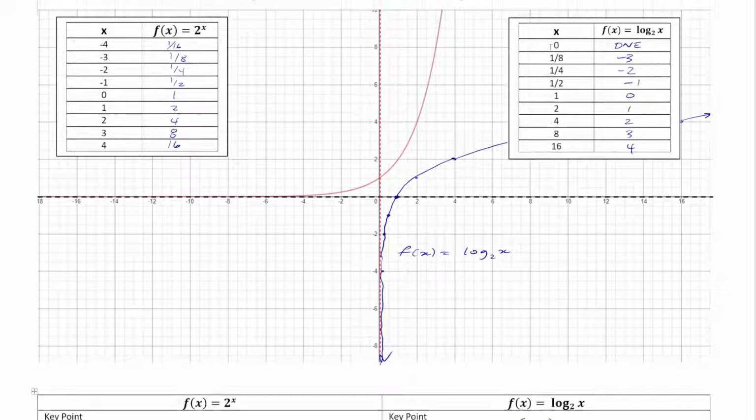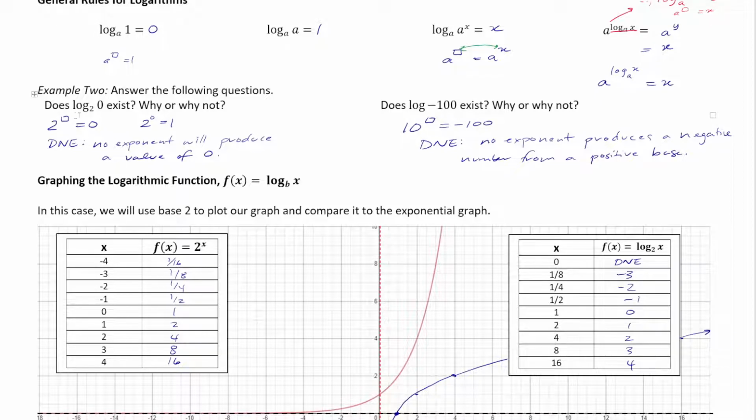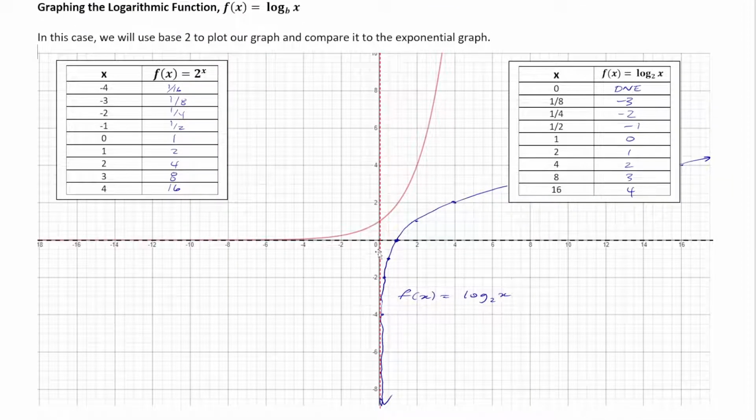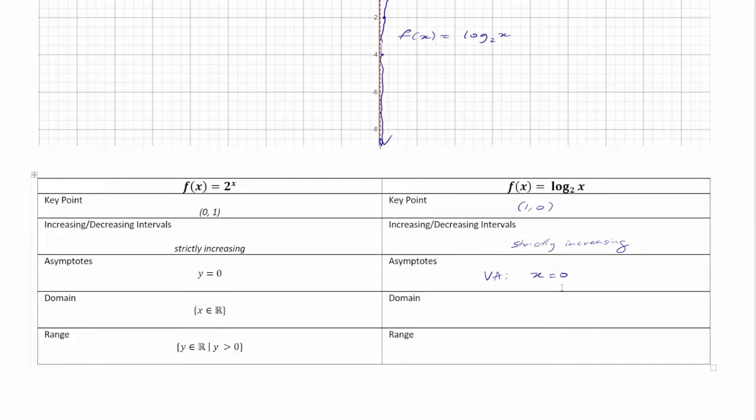We also saw that x can never be equal to 0 because we said there is no exponent on that base that will produce a value of 0. So if x cannot be equal to 0, that means that's a restriction, and therefore we have a vertical asymptote, x is equal to 0. And interestingly enough, remember we had a horizontal asymptote, y is equal to 0. So on the inverse function, we're going to switch x and y, and now it's going to be x is equal to 0.